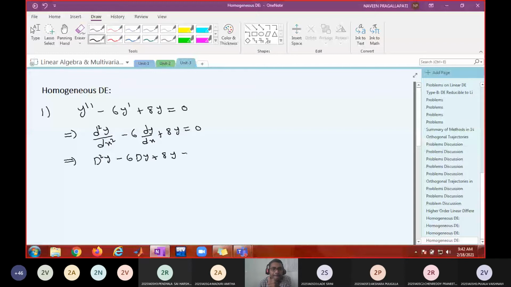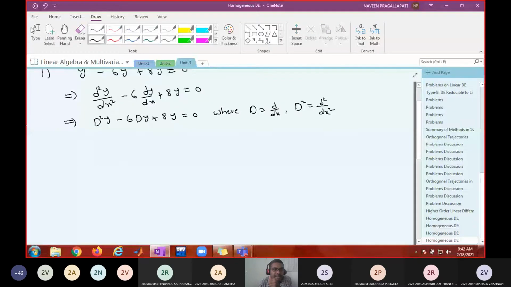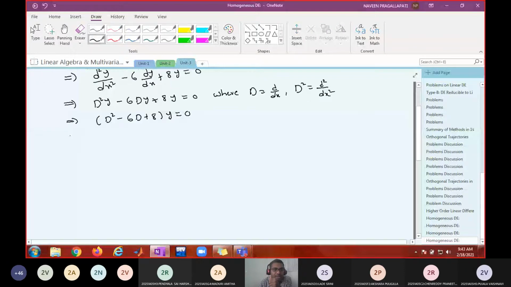Where d equal to d by dx, d square is d square by dx square. Now how can I rewrite this? I can rewrite this as d square minus 6d plus 8 of y equal to 0. Now is it in f of d of y equal to 0 or not? Yes, sir. Now apply the first step.